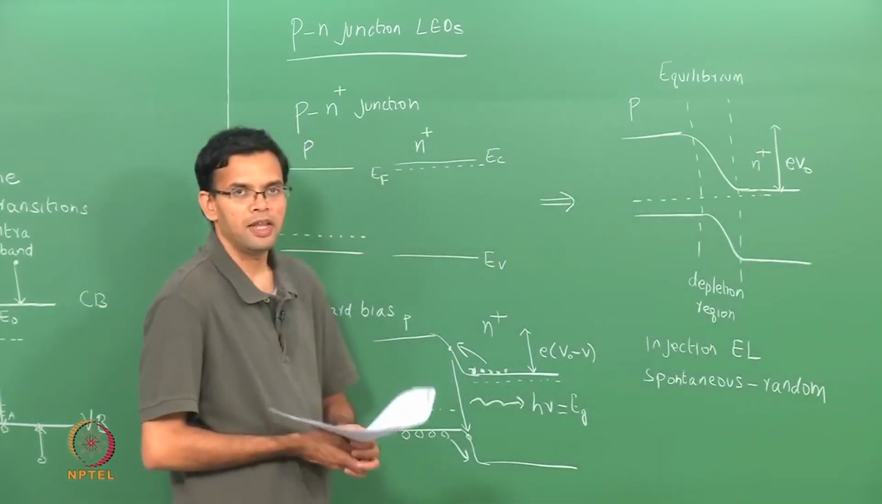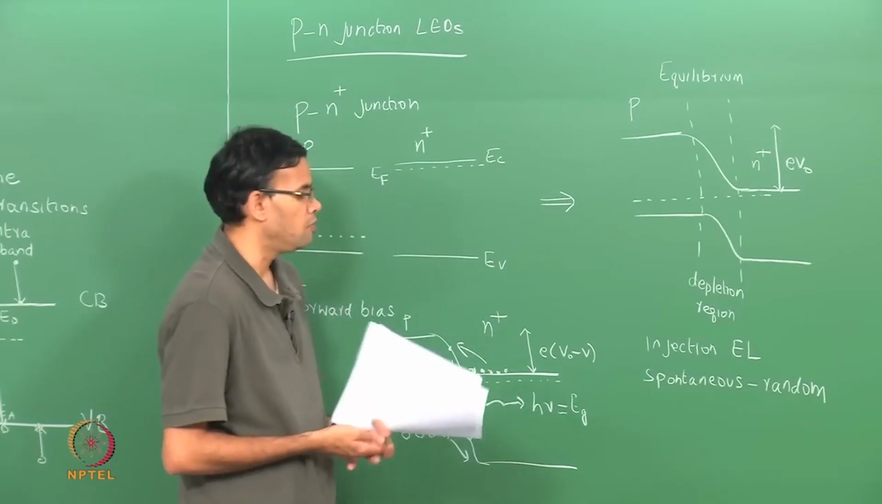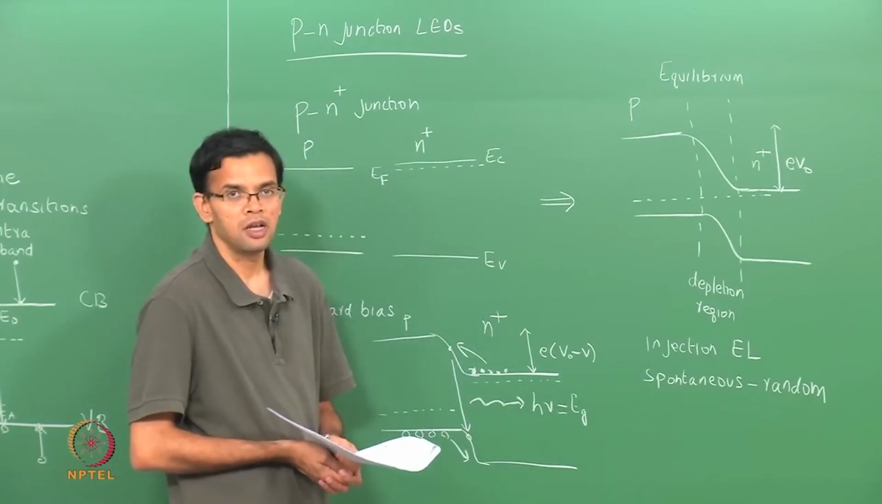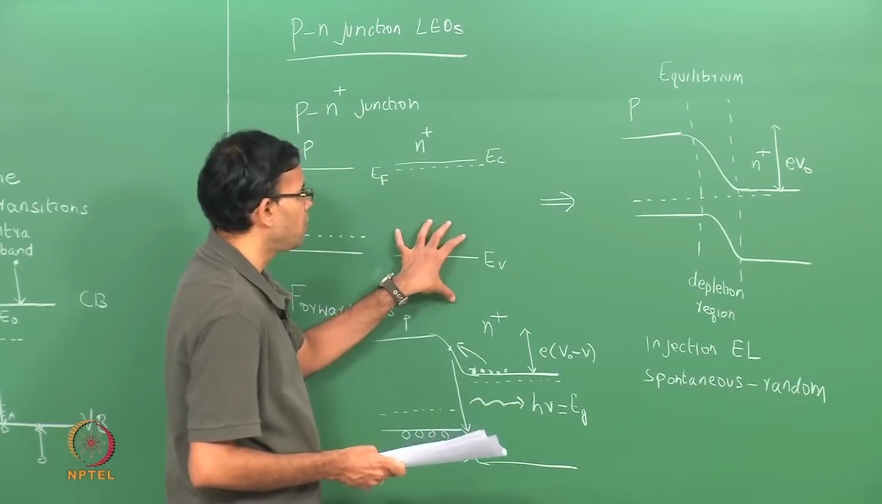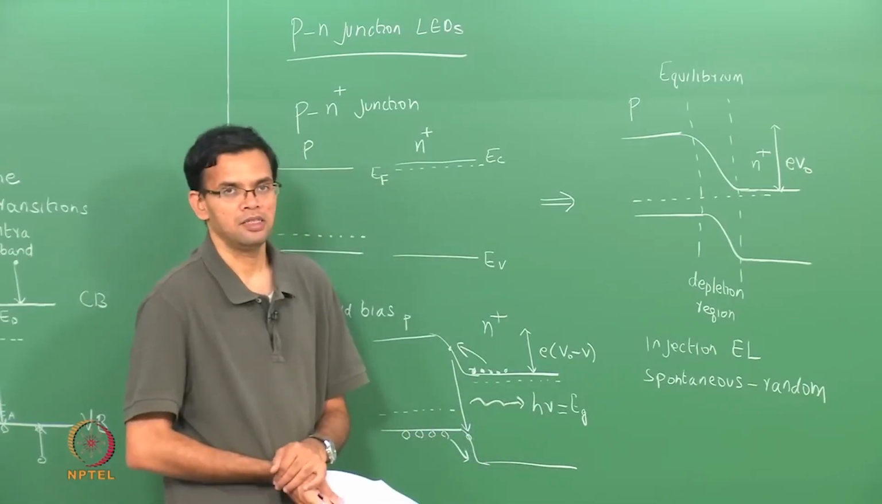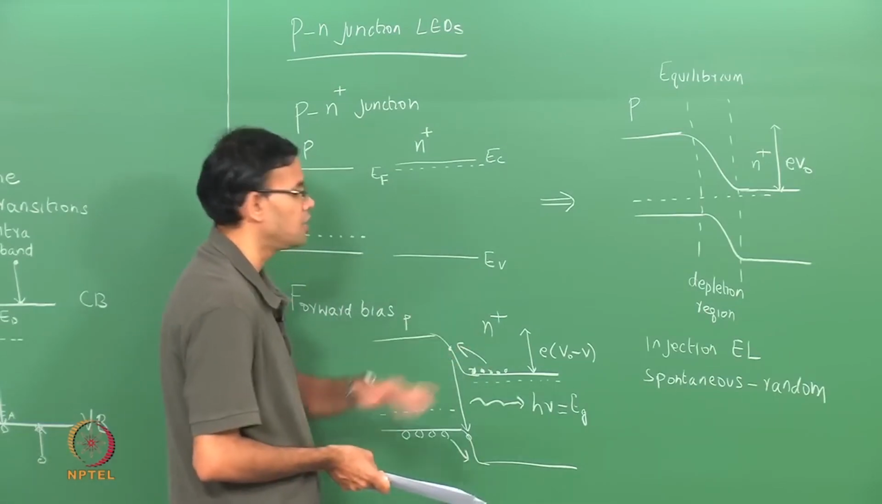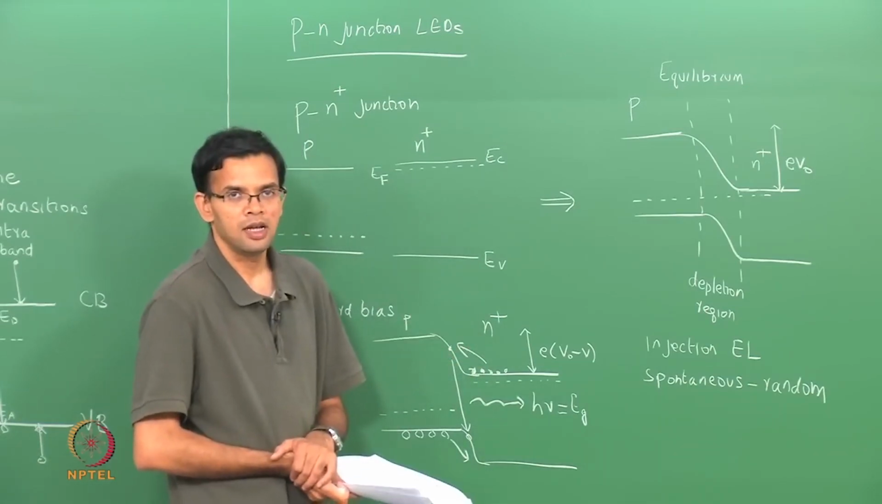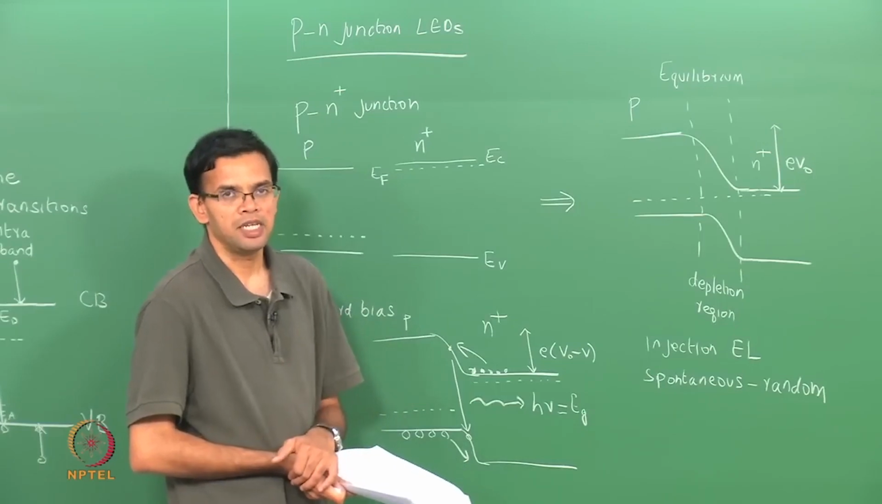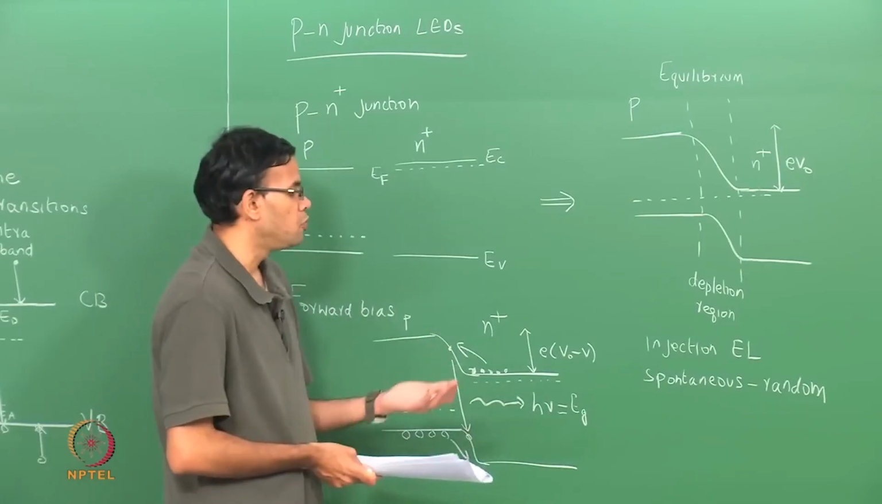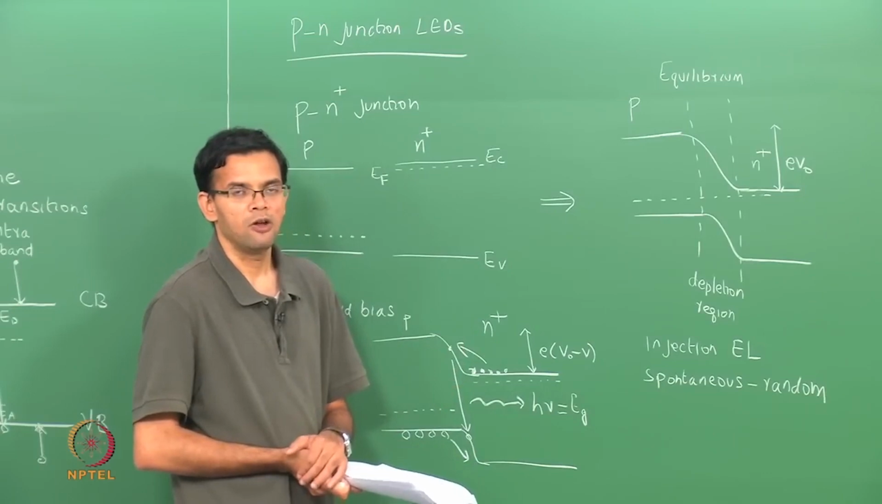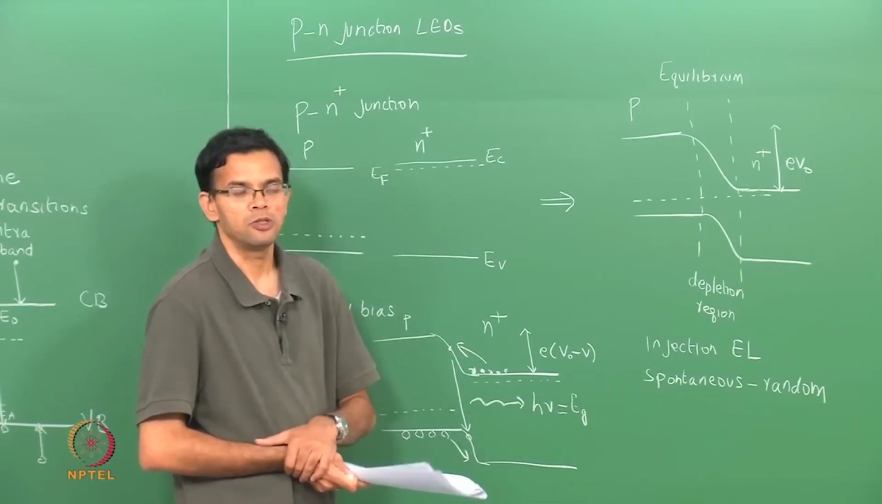Now, in the case of any device, we always want to improve the efficiency of the device. So, if there is some way in which I can trap the carriers within the depletion region, so that I have a majority of holes and electrons within this, and if it is a direct band gap material, then I can improve the efficiency of the device and also improve the amount of light output.